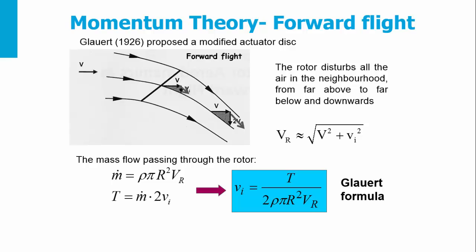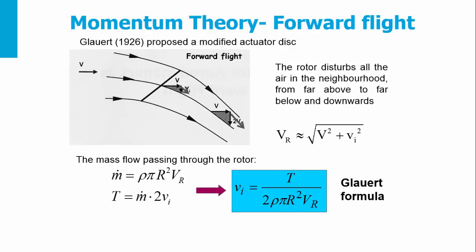Consider that the rotor is flying past, disturbing all the air in the neighborhood from far above to far below. And if you remember, consider that the mass flow passing through the rotor is rho pi R squared and Vr, the resultant velocity. The resultant velocity is composed of the forward velocity V and the induced velocity at the level of the rotor, Vi.